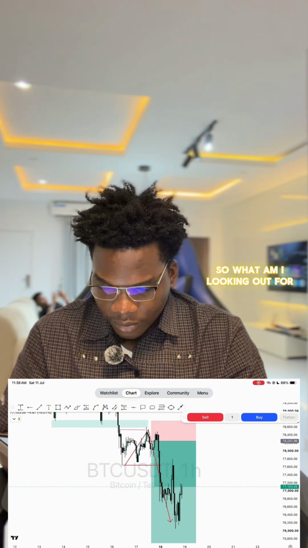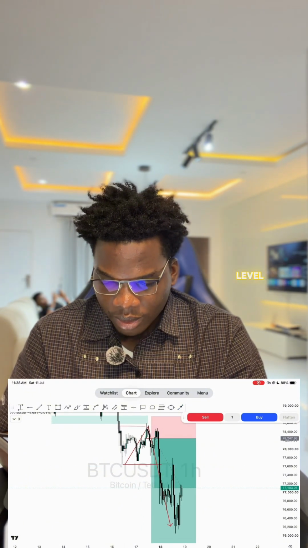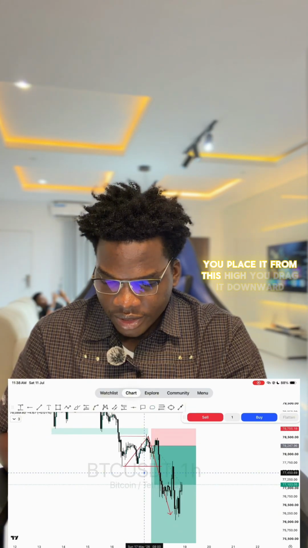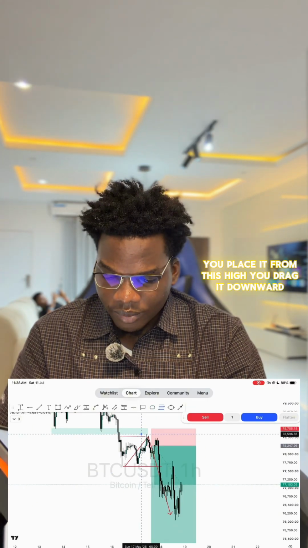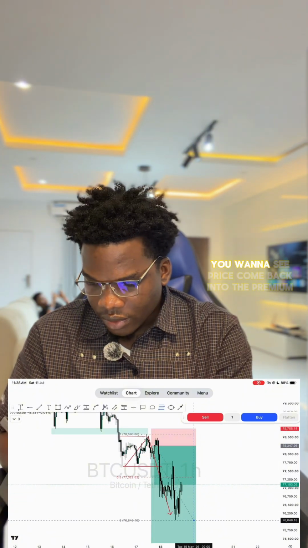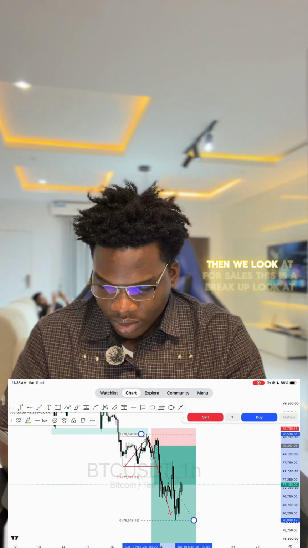So what am I looking out for? I want to see price come back into the premium level. You bring out your FIB from here. You place it from this high and drag it downward. I want to see price come back into the premium level, then we look for sales again.